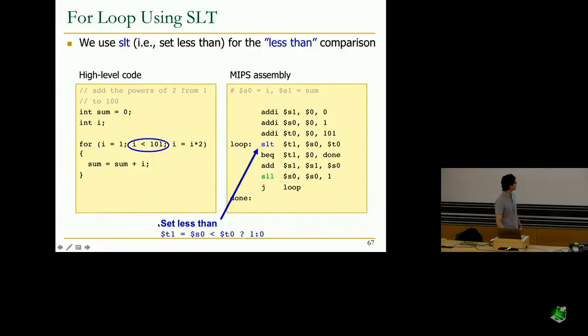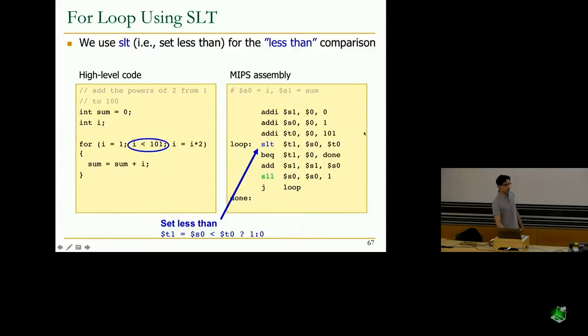The semantics of this set less than instruction are here. You are familiar, I think, with these semantics, right? We compare these two. If S0 is less than T0, we set T1, otherwise we clear it. We set it to 0. So what we are doing here, we are comparing these two registers that contain respectively I and 101.